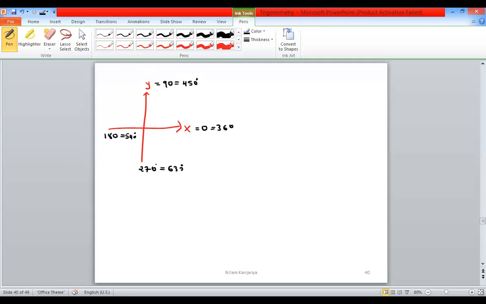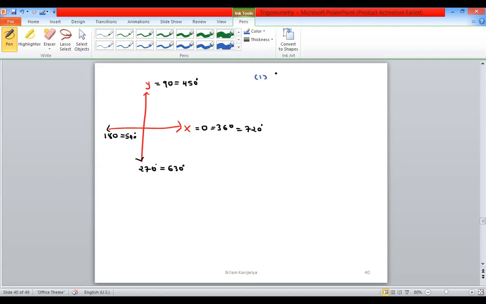630, and 720, and so on. You can take more than 3 revolutions on the circle, but I just need this. My note is, remember that, in tutorial I will be asking you.